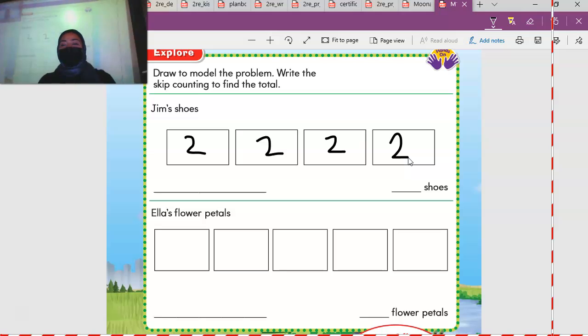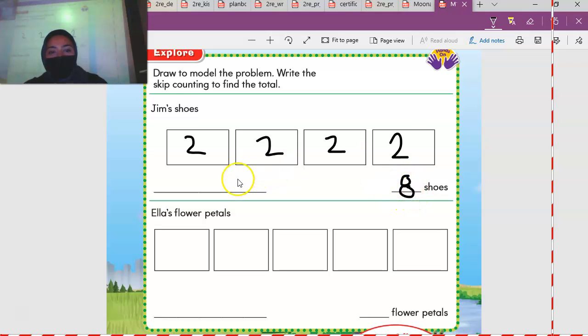So they're asking us, how many shoes did Jim buy? 2, 4, 6, 8. How many shoes did Jim buy? 8 shoes. He bought 4 boxes, and each box has 2 shoes, which equals 8. Okay, so this little X here, this is the multiplication sign. It means times.